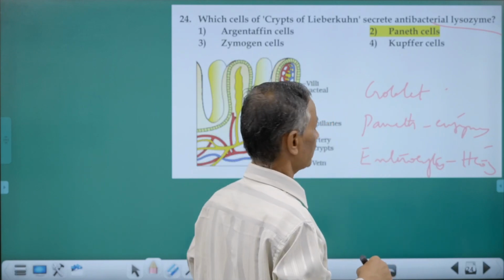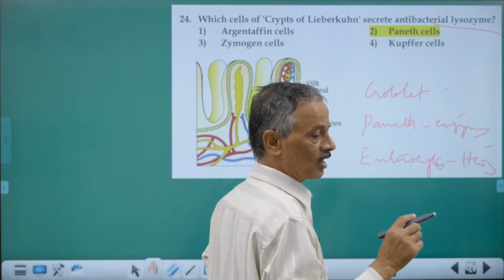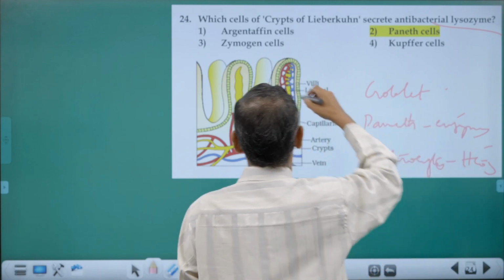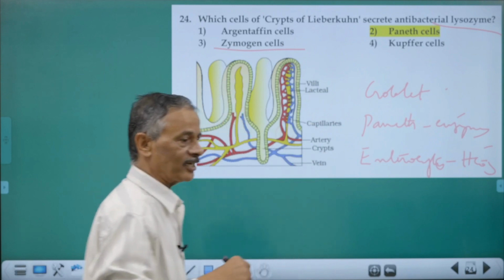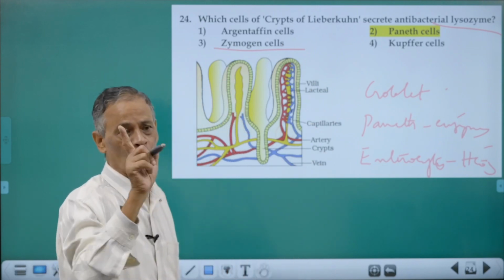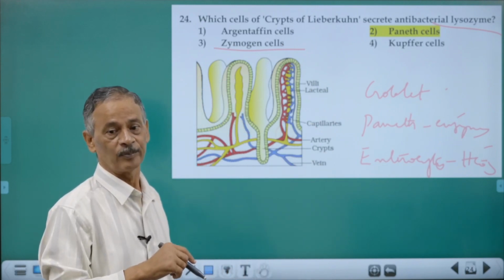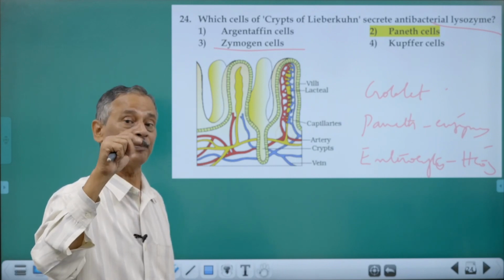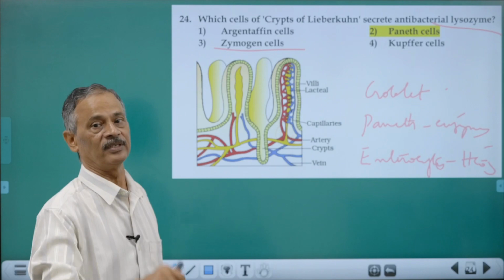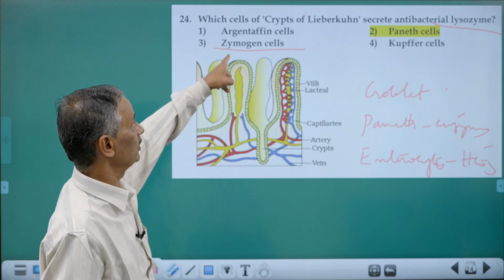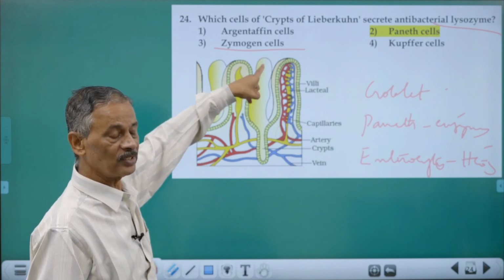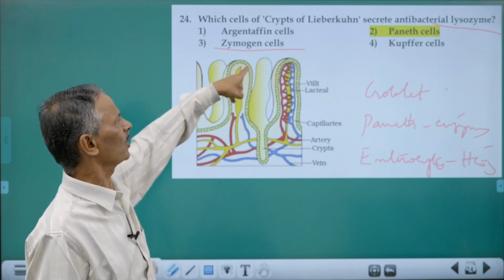What are argentaffin cells? Argentaffin cells are responsible for the production of local hormones. Chymogen is inactive. The pancreas has no chymogen. It produces a protein-digesting enzyme, which is trypsin. It is called trypsin. It is not at all producing any chymogen. Chymogen is an inactive protein-digesting enzyme.